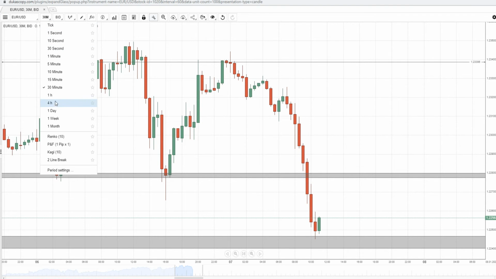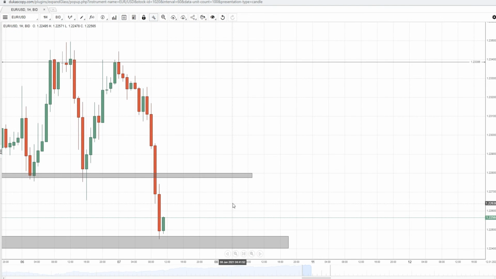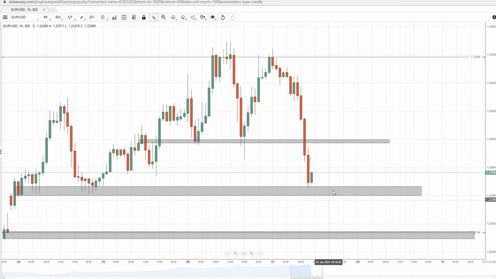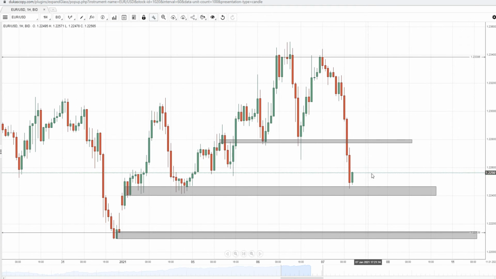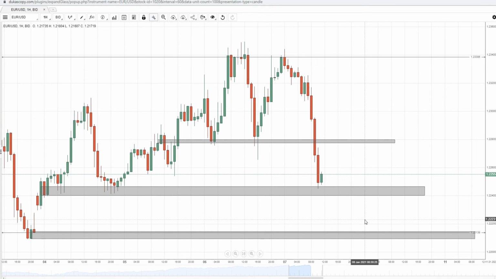Then you start looking to buy. However, I will not be looking to buy this Euro USD even now, because where would I be looking to buy the Euro USD? Somewhere in this region. That is where I might be looking to buy the Euro USD. So what will I do? Because why I say so? Strong bearish momentum for the last 8 hours.